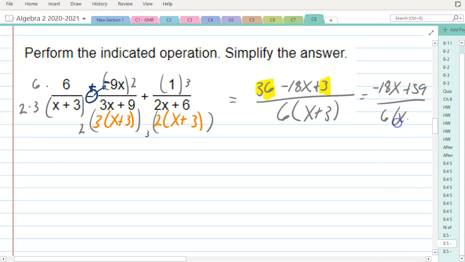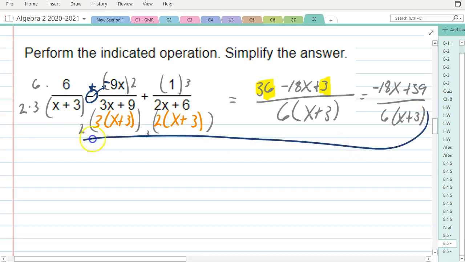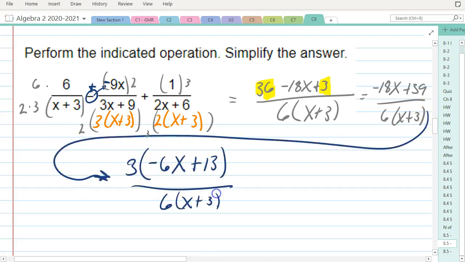over 6 times x plus 3. Now, if you put this in as an answer, you actually get it wrong. Let's take a look at the top. Can you take out a GCF on the top? And the answer is yes. I can take out a 3 out of the top. So this is what it becomes. Now I can reduce top and bottom. The 3 and the 6 can reduce to become 1 over 2, which gives me a final answer of negative 6x plus 13 over 2 parenthesis x plus 3.